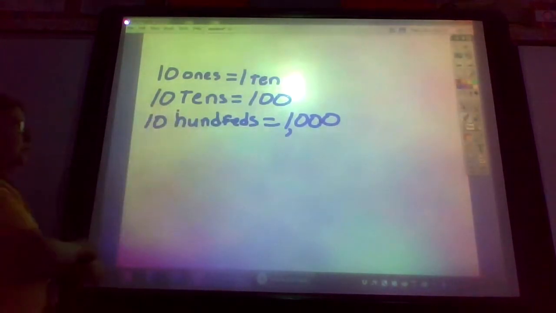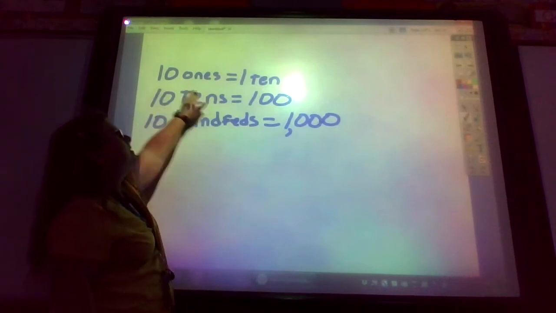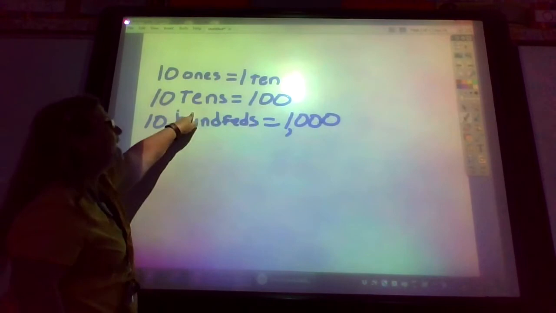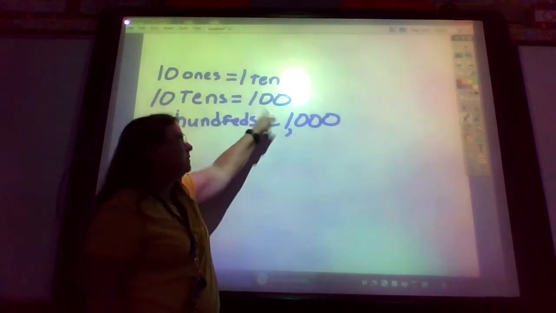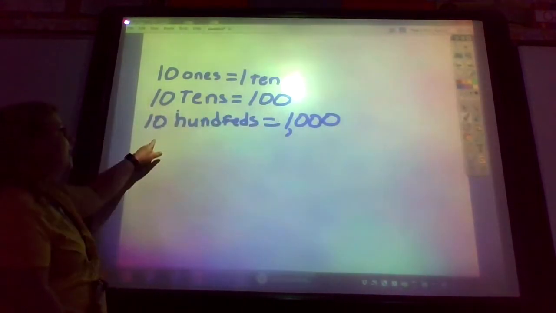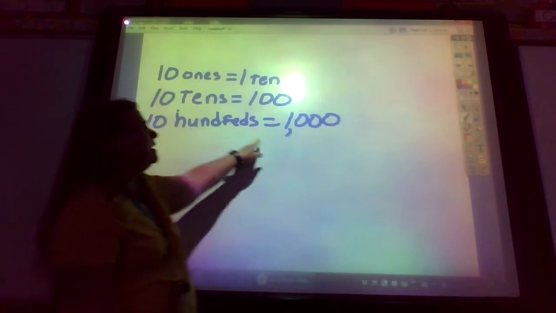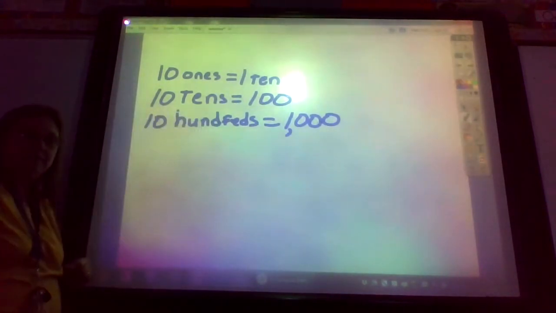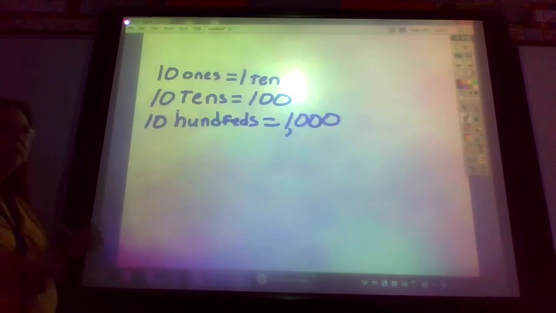So let's go through my chart again. You really, really need to learn this chart. 10 ones equals 10. 10 tens equals 100. 10 hundreds equals 1,000. Okay? So that is what it equals when we continue to count with place value.